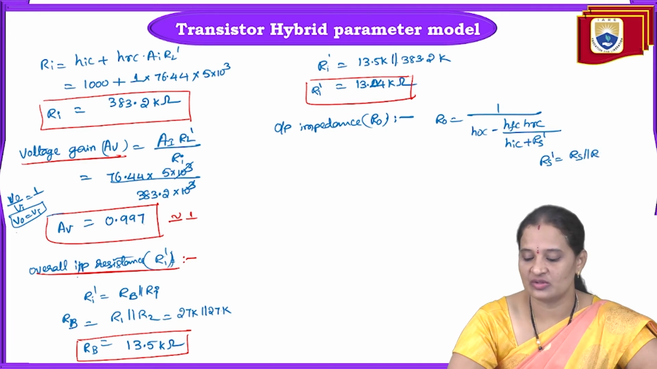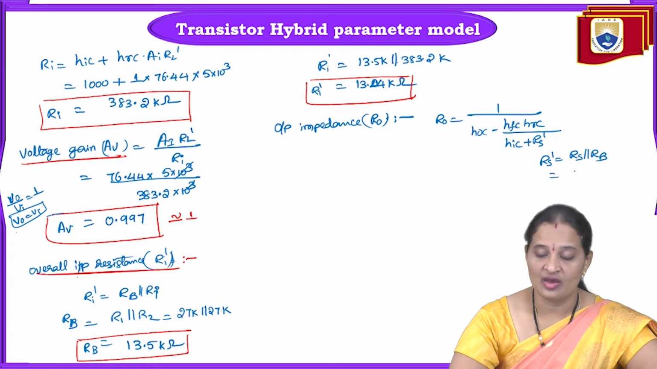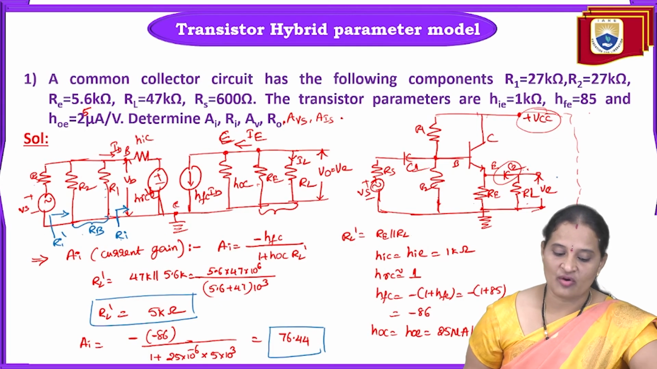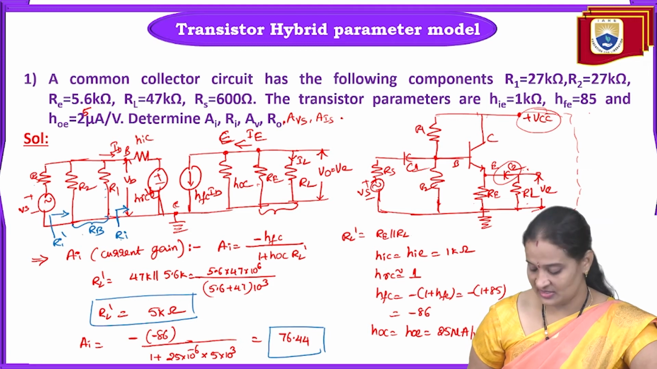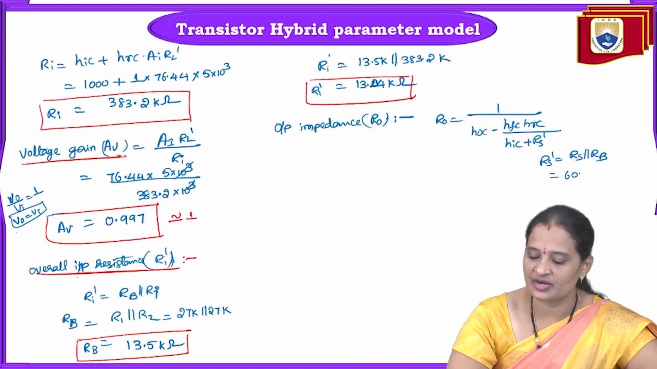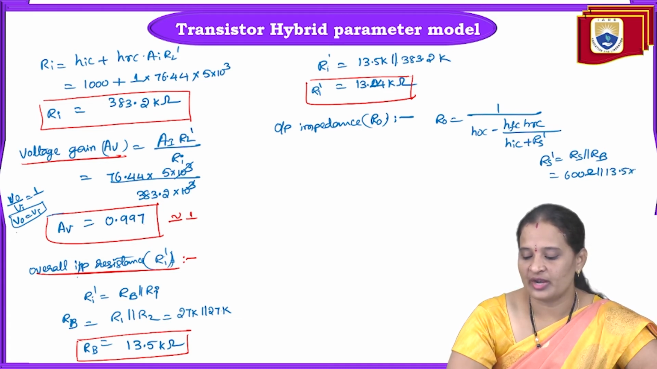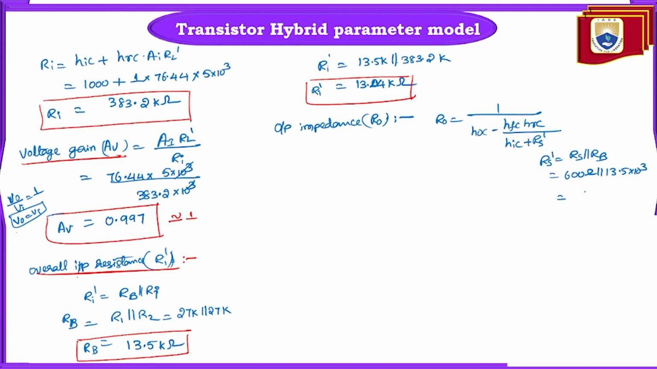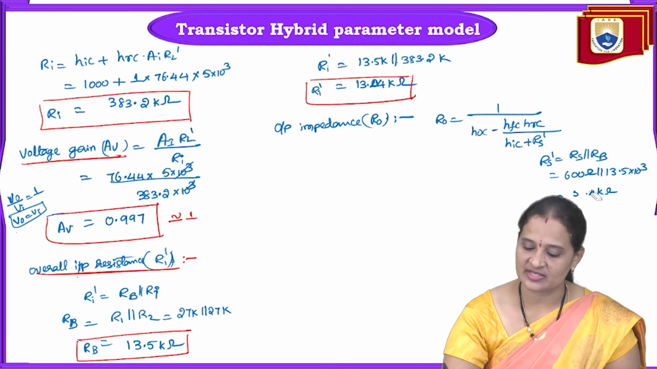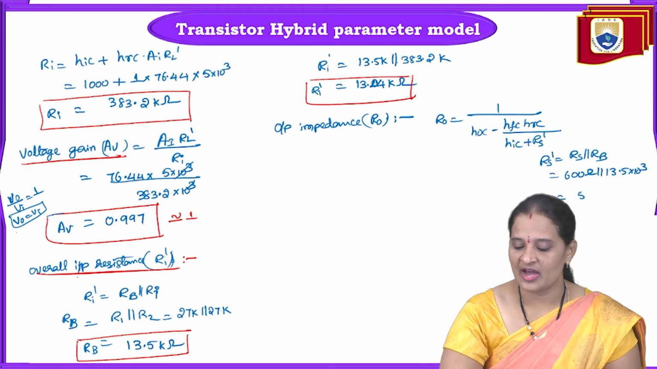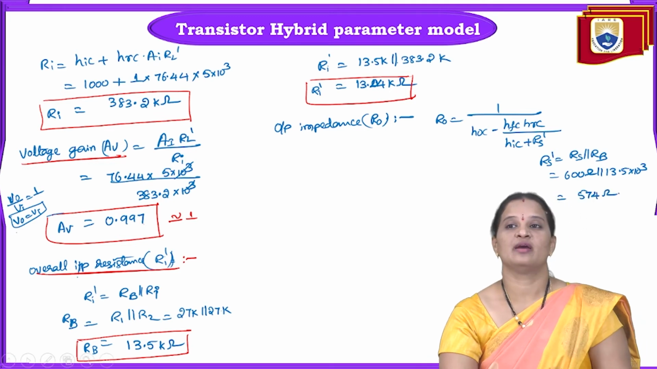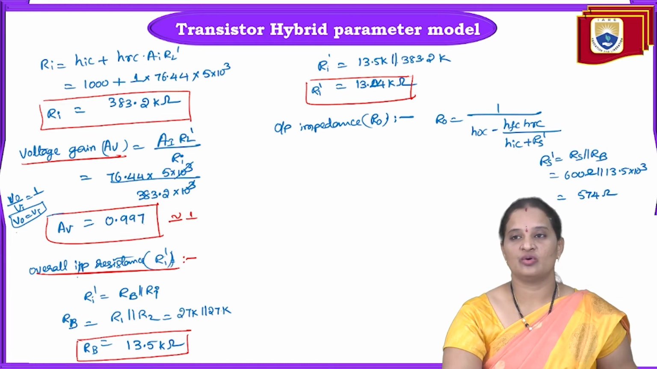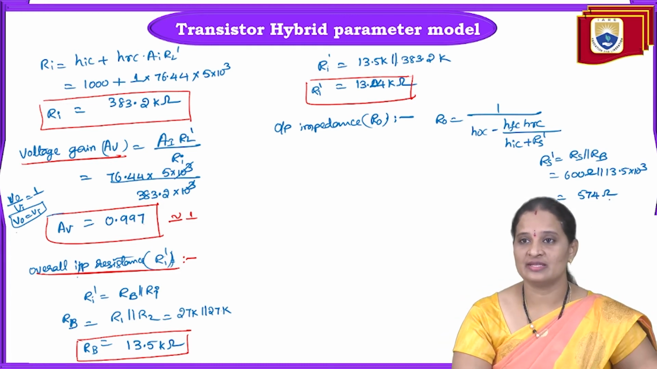So RS dash is equal to RS in parallel with RB, where RB value is 13.5 kilo ohms, whereas the source resistance RS is given as 600 ohms. 600 ohms in parallel with 13.5 into 10 to the power of 3. If you calculate this, you will get the RS dash value as 574 ohms. So this is the value of RS dash.